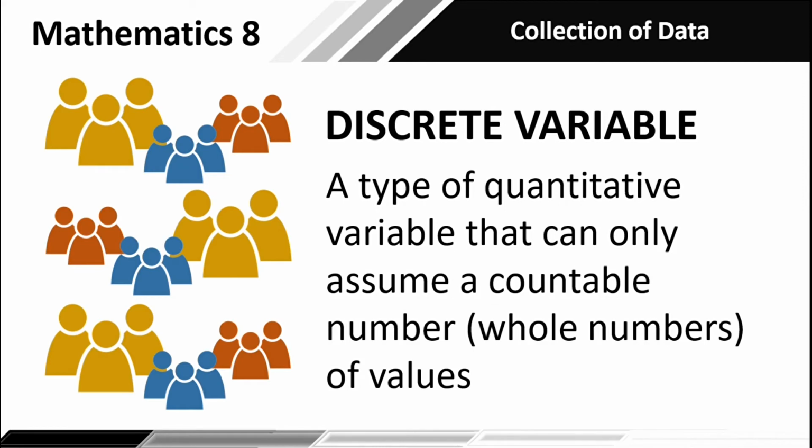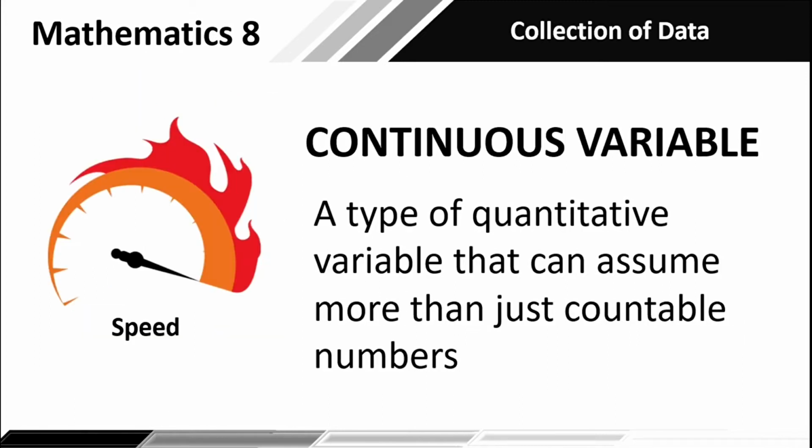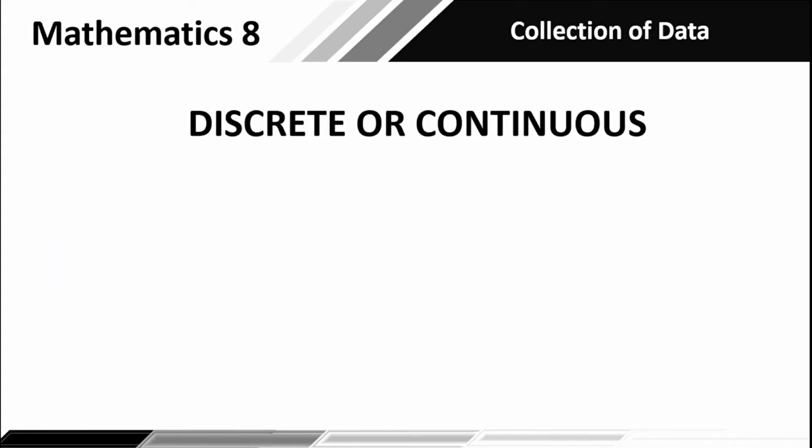There are two types of quantitative variable. The first one is the discrete variable. It is a type of quantitative variable that can only assume countable numbers or whole number values, while the other one, the continuous variable, is a type of quantitative variable that can assume more than just countable numbers. To make it clear, let's identify which of the following examples are discrete or continuous.